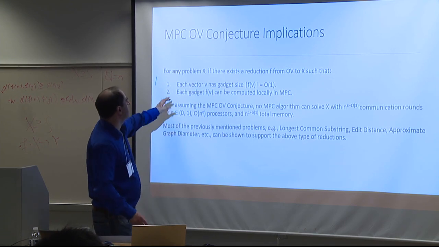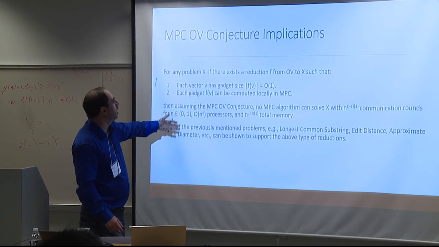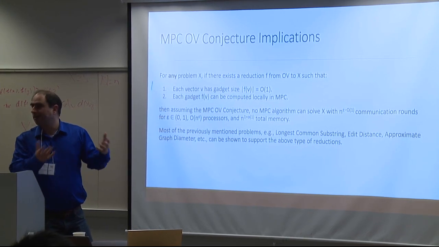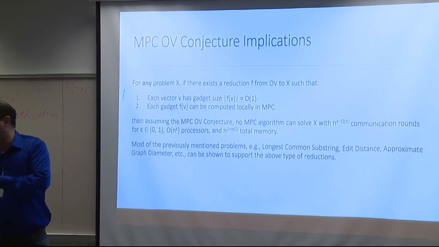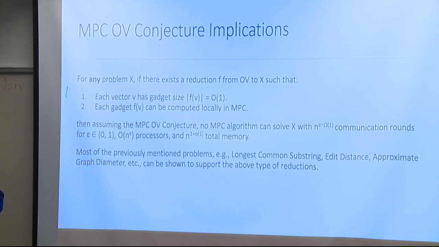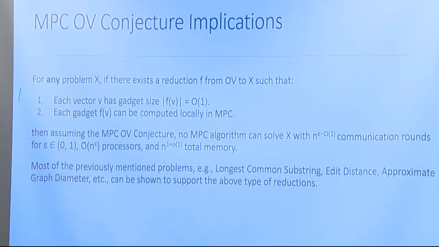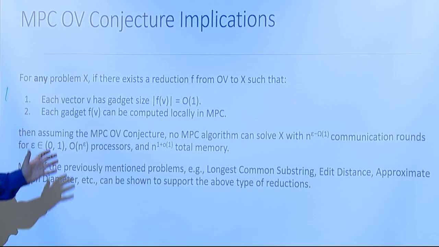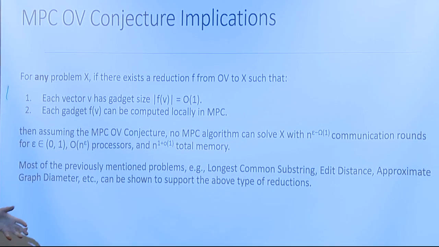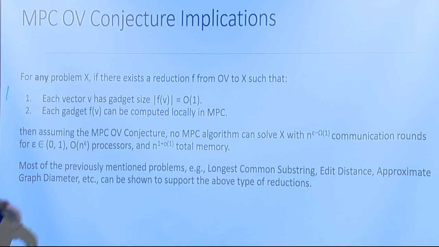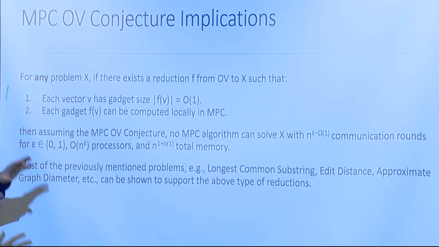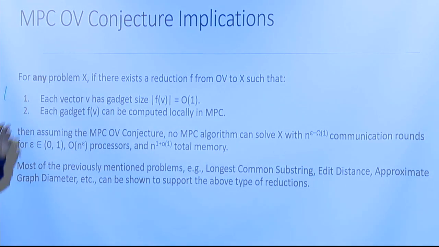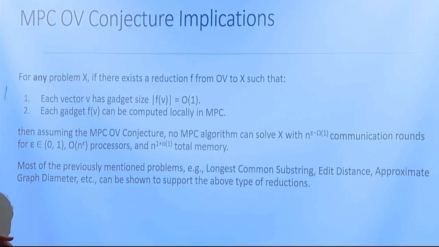Essentially, there is this kind of reduction. Any problem that you can reduce to this problem, you can show that it is hard as well, of course assuming the strong OV conjecture. And the OV conjecture, because of the relation to the strong exponential time hypothesis, people believe that it might be true. But here, this is a stronger version of that, where we talk about the MPC.